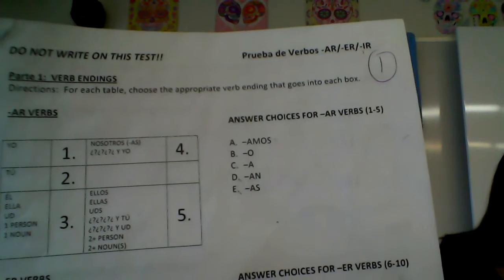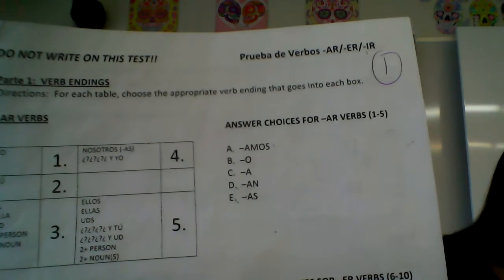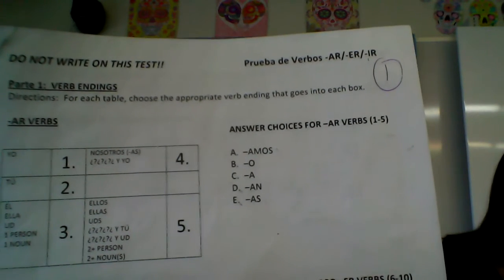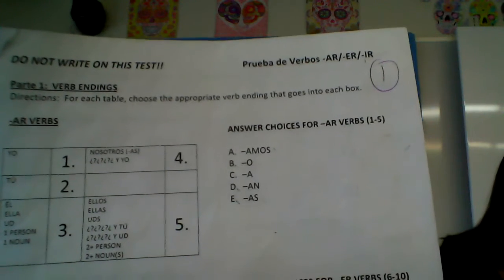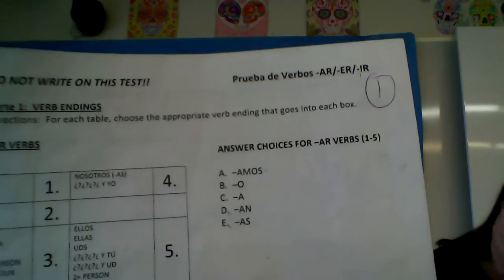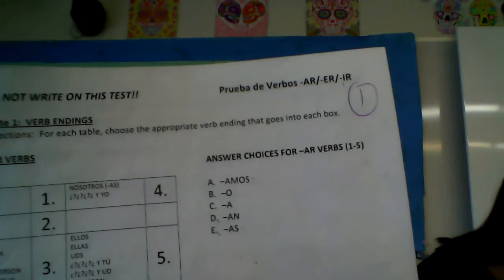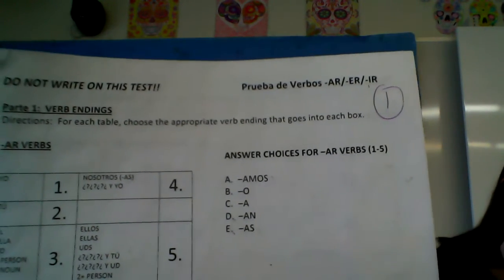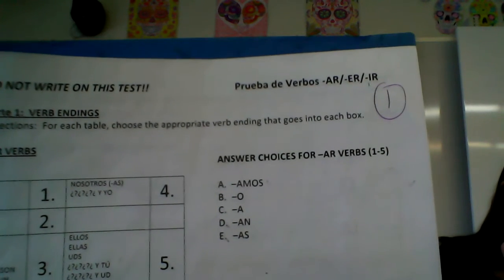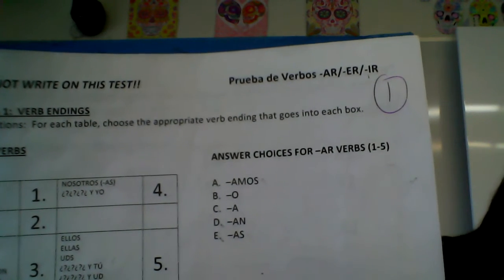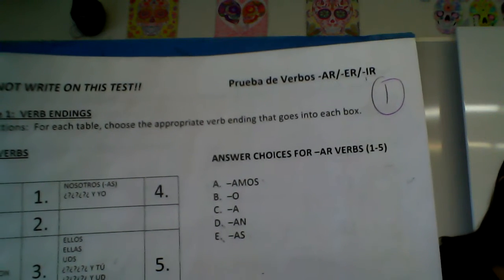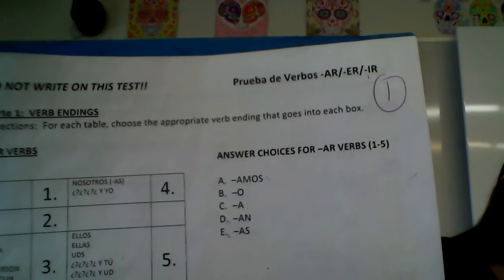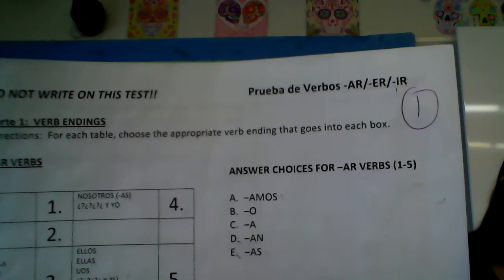So number 1, pick the ending that you would use for the yo form and bubble that letter in on your Scantron for number 1. Number 2 wants the tú form ending, so pick the ending that would be used for the tú form and bubble that in for number 2. Number 3, pick the ending that goes with those ones and bubble that in for number 3. Number 4, pick the ending that would go with those and bubble that in for number 4 on your Scantron. And number 5, pick the ending that would go with those and bubble that into your Scantron. And you should only have A, B, C, D, and E picked once for 1 through 5.